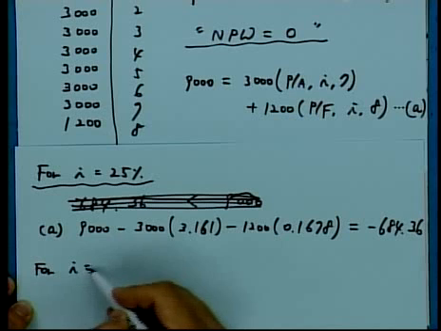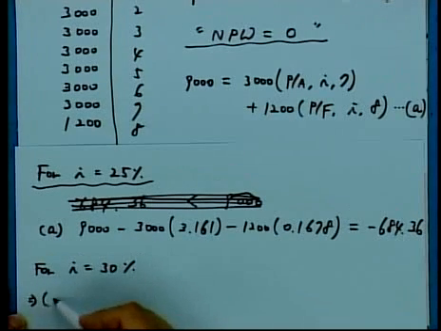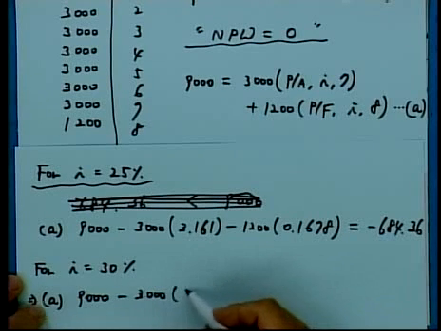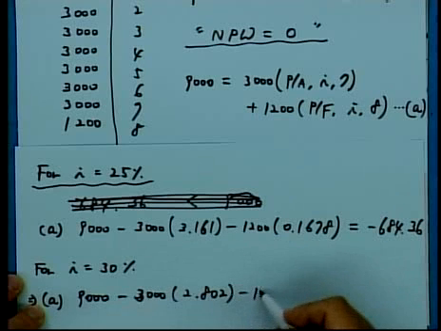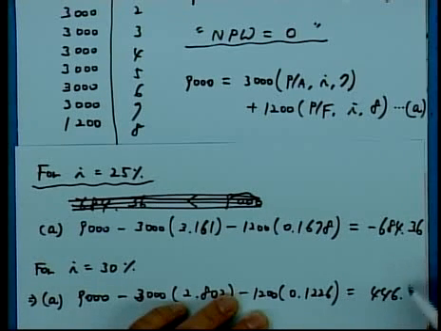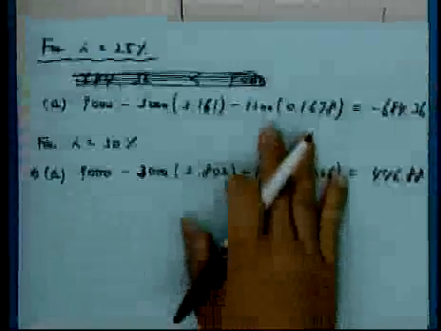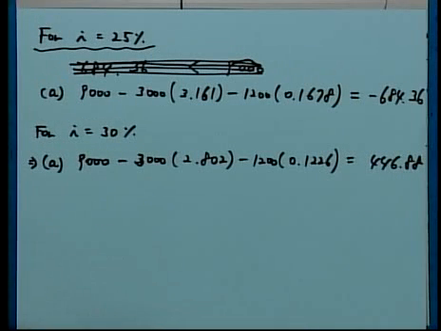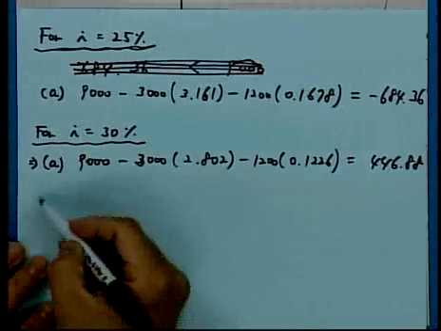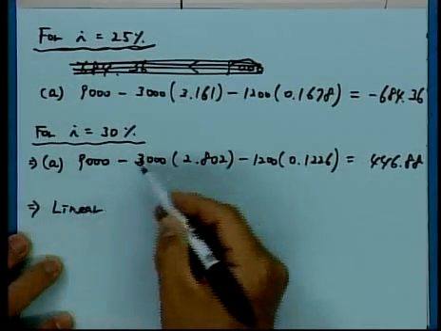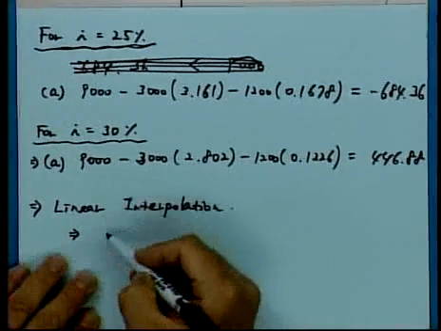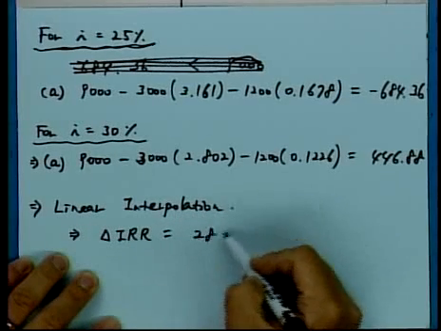If you use 30% interest rate, then this equation A becomes 9,000 minus 3,000 times 2.802 minus 1,200 times 0.1226, which becomes $446.88. Okay. Now, you know that the incremental rate of return value should be somewhere between 25% and 30%. So next step is to use linear interpolation. Okay? Then you will see that incremental rate of return value should be 28%.